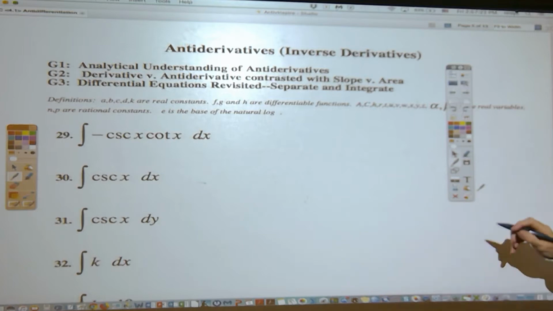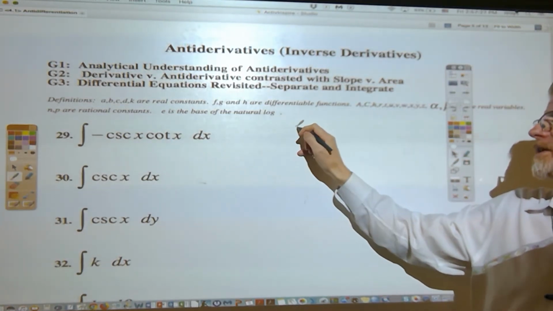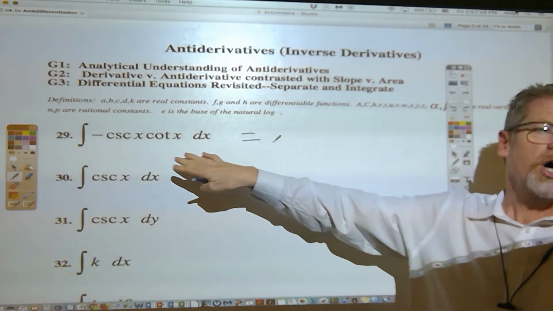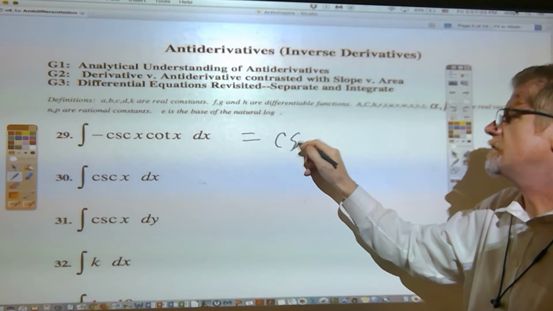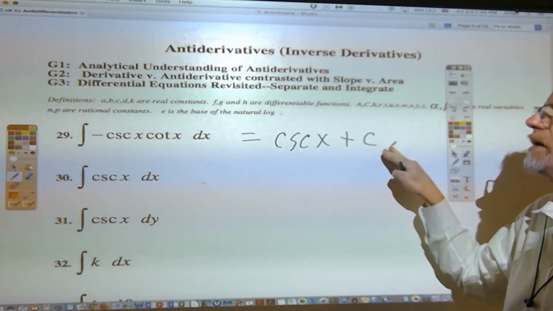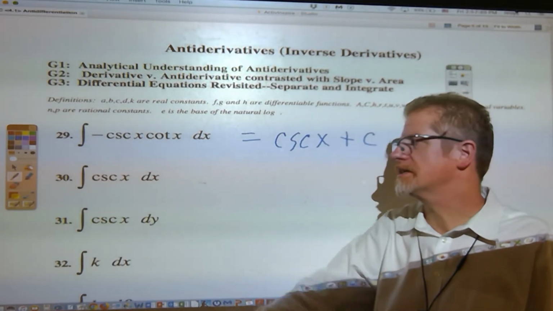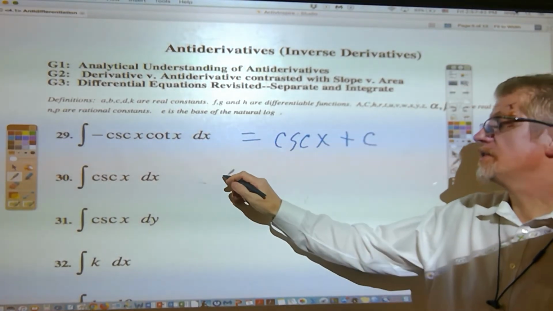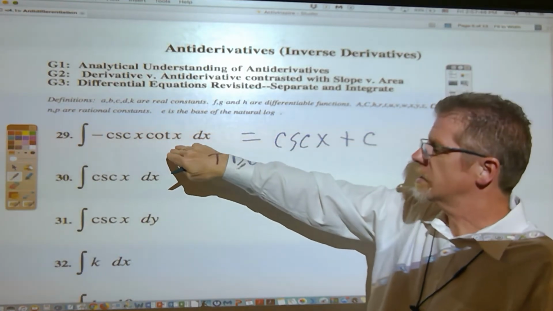Now, there are some trig integrals that are pre-cooked. For example, this one, they cooked it up to watch a movie backwards. Doesn't it make sense to you that cosecant x plus c is the family of functions whose derivative is negative cosecant x cotangent x? However, this one can't be done. I mean, we can do it when it's pre-cooked, but not like that.